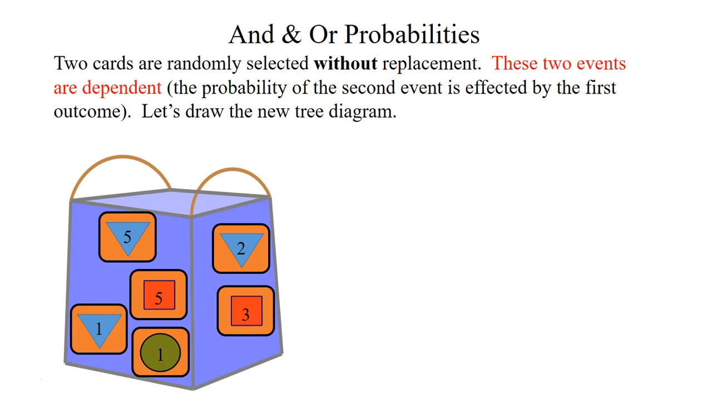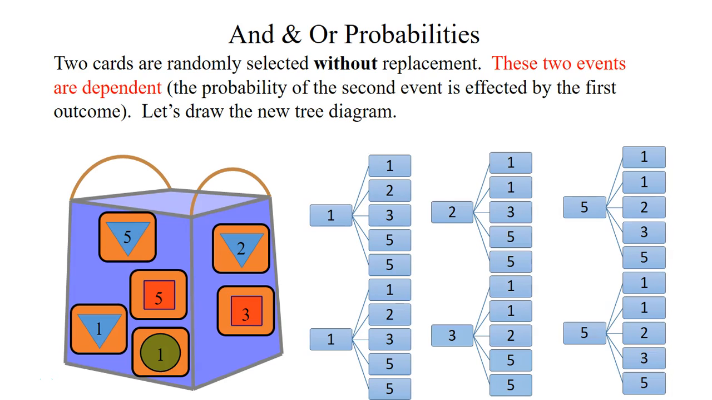Next time, what we're going to do is find 2 cards that are going to be selected without replacement. This means that if we pick a card on our first draw, we're going to hold it out and then draw again. So on our first draw, in this case, we'll have 6 to draw from, and on our second draw, we're only going to have 5 cards left. So let's look at that tree diagram.